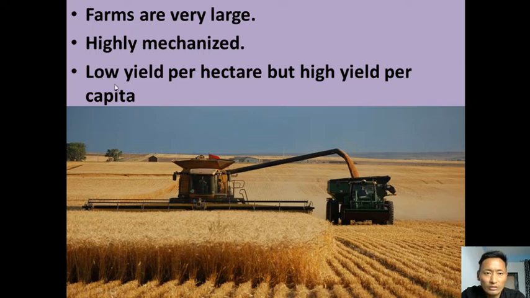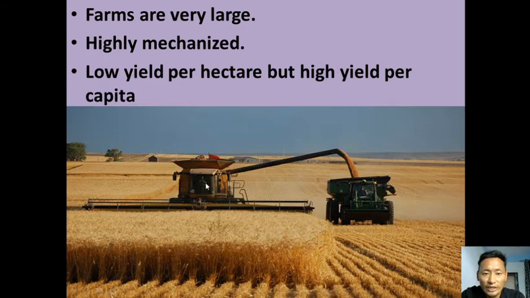Here, another characteristic is low yield per hectare production. As compared to intensive agriculture, which we already discussed in part 1 of this chapter, as compared to intensive subsistence agriculture, here there is low yield per hectare production. Since they are cultivating only once a year, the per year production from the agricultural land is low, but high yield per capita.